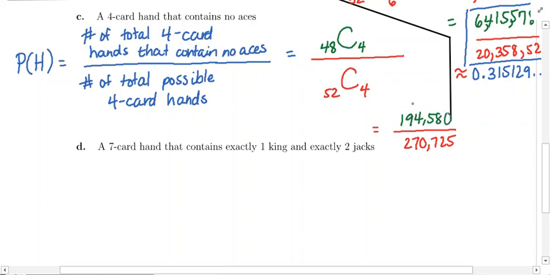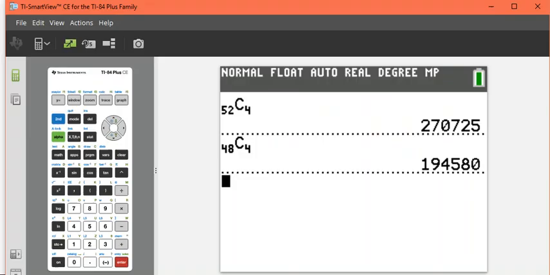All right, and so there is your probability. You do not have to reduce this. If you did put this into a calculator to view the decimal, that should confirm that this is going to be a number between 0 and 1, which is what we want for probability.